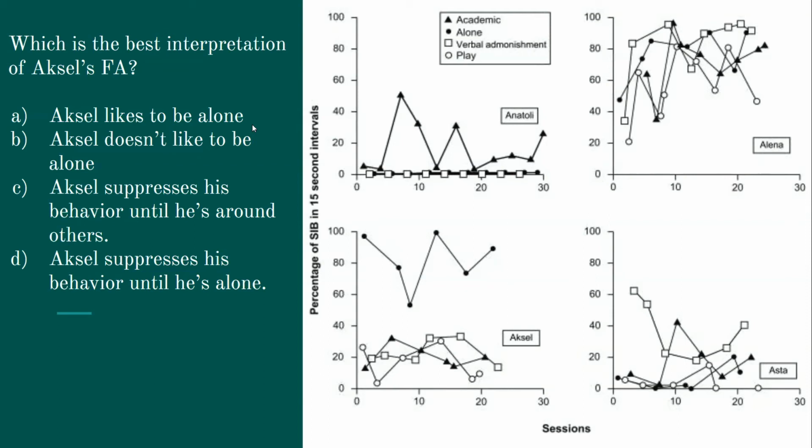But here, I'm not sure if he is engaging in SIB when he's alone, basically protesting being alone. I don't know. So I don't know if he hates it and that's why he does a lot of SIB when he's alone, or he likes to be alone, so he engages in SIB. I don't know that. So I think D is just more accurate. Does that make sense?